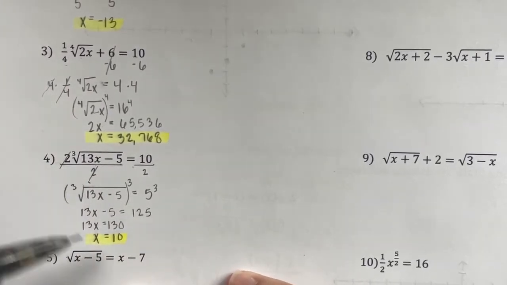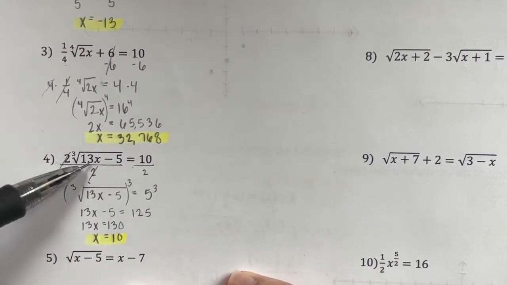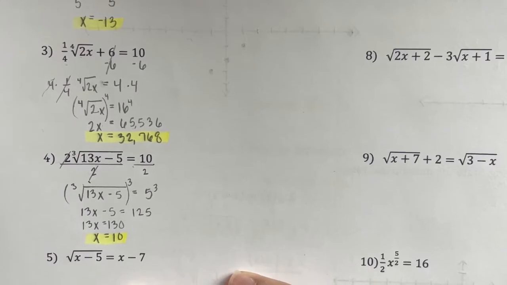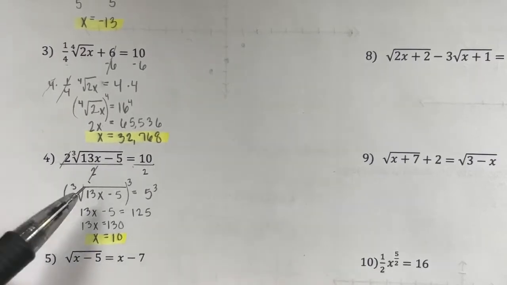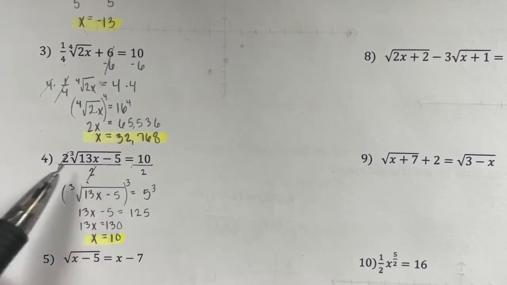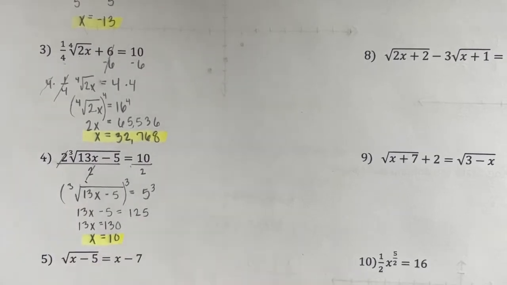And then to check it, if I plug in 10 for x, 13 times 10 is 130, minus 5 is 125, and then if I take the cubed root of that, the cubed root of 125 is 5. 2 times 5 is 10, so we're good.